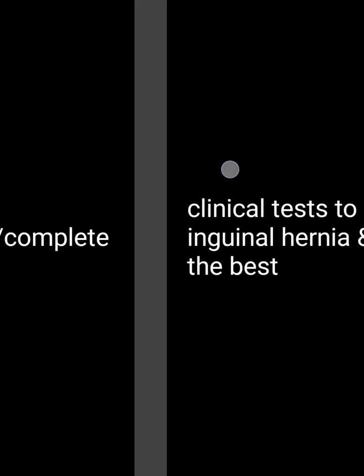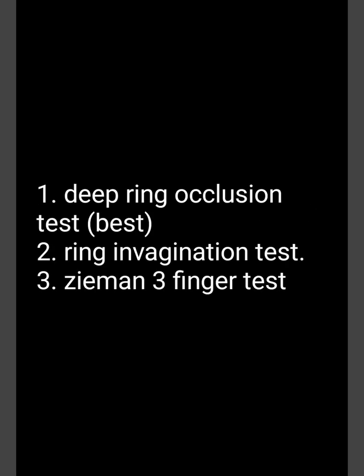When the hernial sac is present midway between the deep and superficial inguinal ring, it's called bubonocele. When the hernial sac has just crossed the superficial inguinal ring, it's called funicular. When the hernial sac has crossed the superficial inguinal ring and reaches the scrotum, it's called inguinoscrotal, or complete. Clinical tests to examine inguinal hernia, and which is the best: 1. Deep ring occlusion test, best. 2. Ring invagination test. 3. Zieman's three-finger test.